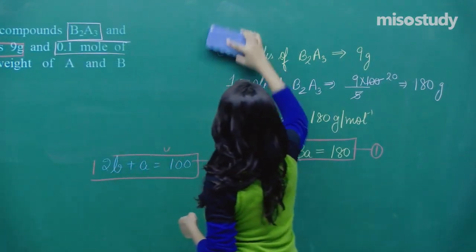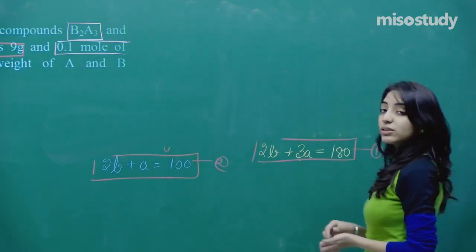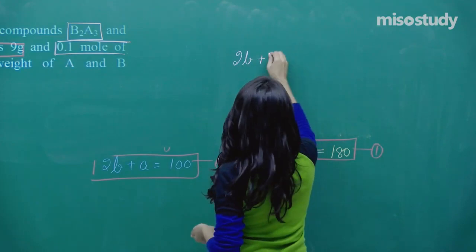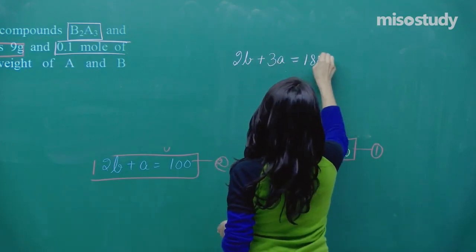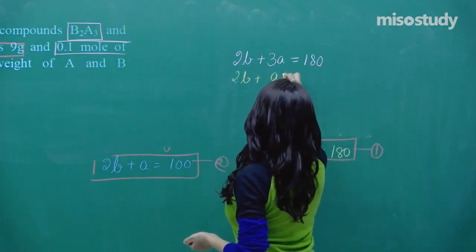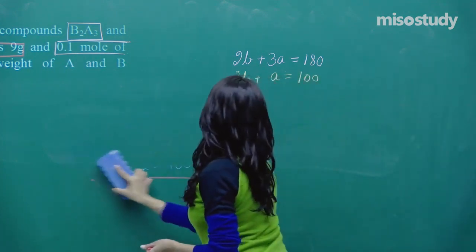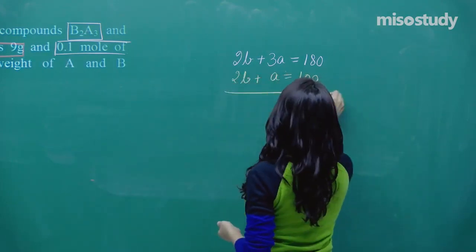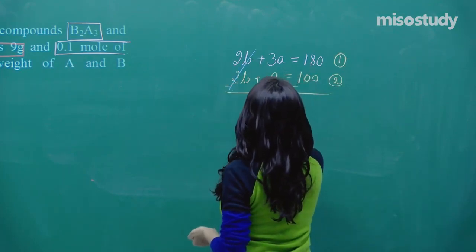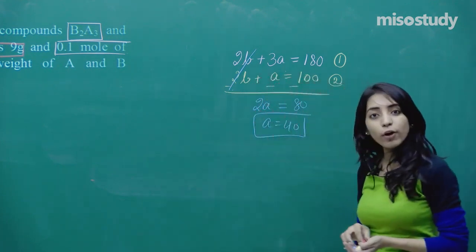Let me remove this. I have these two equations which I need to solve. First is 2B plus 3A is equal to 180, right? And the second is 2B plus A is equal to 100. Let's try to solve it. Can I simply ask you to subtract the second equation from the first equation? 2A is equal to 80. A is equal to 40, right?